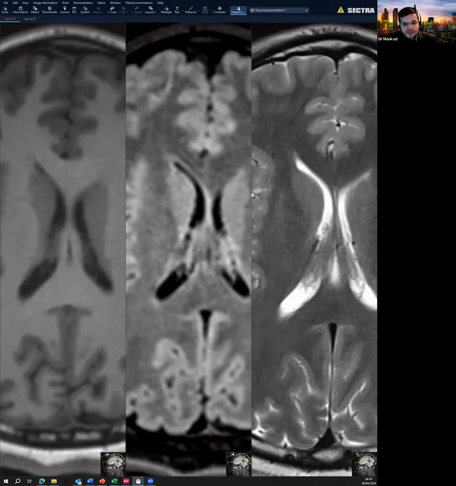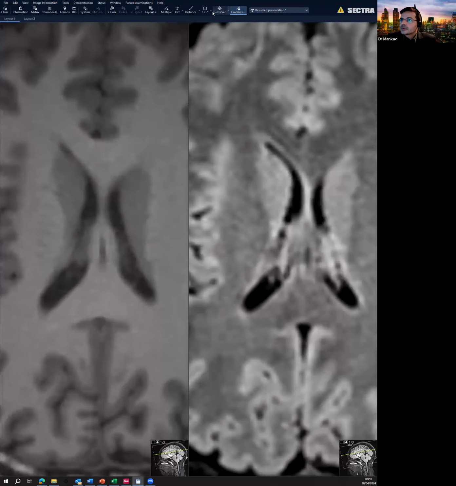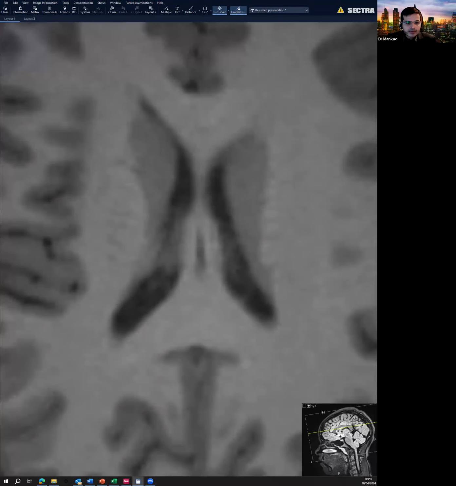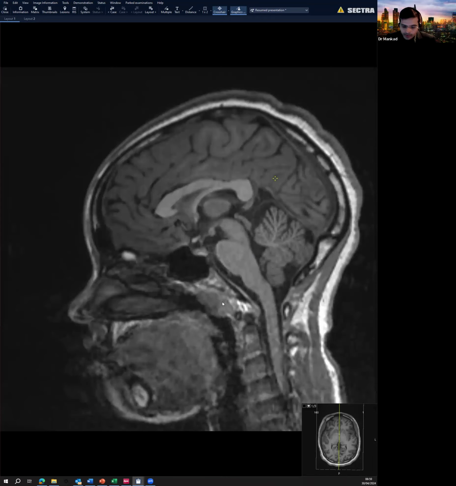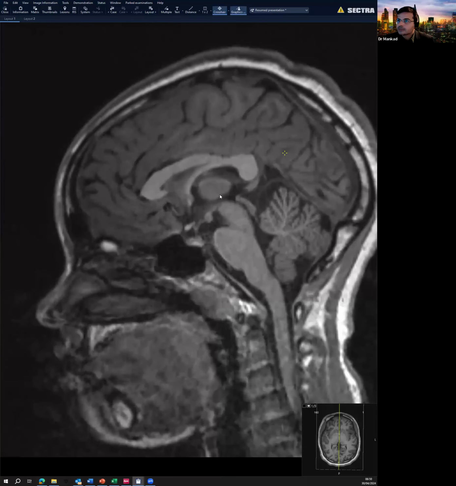So I'm going to first of all show you the planes of imaging, and then I will show you the additional sequences. So now we are going back to a single picture here, and I'm going to ask you to name this plane. So what is this plane? Is it an axial, coronal, or sagittal plane?